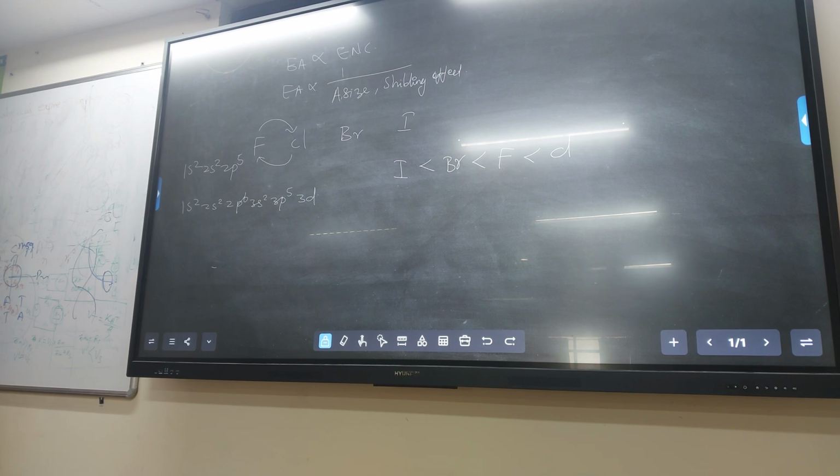Yes, iodide has a very low electron affinity because its size is larger. So the size and the screening effect are inversely proportional to the electron affinity. More size, less electron affinity.